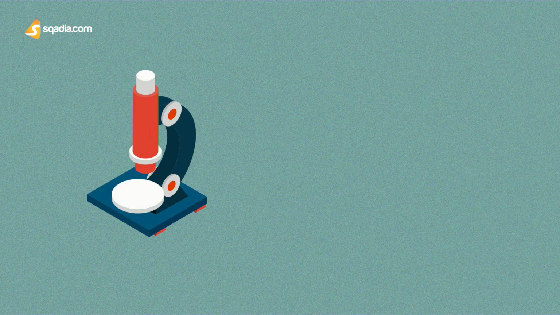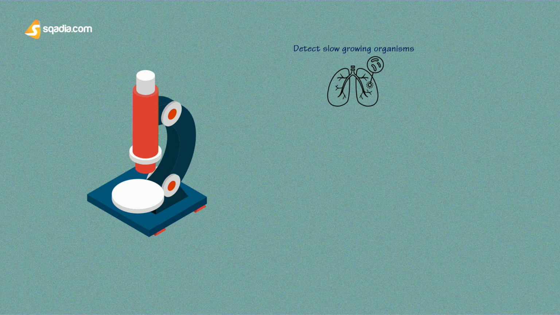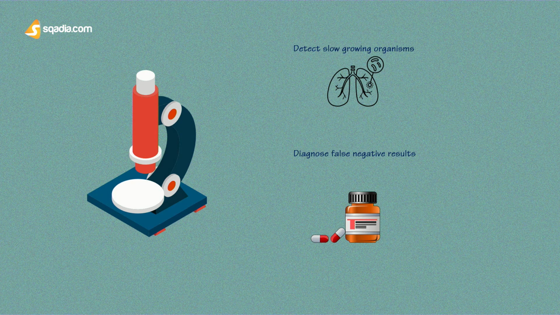Nucleic acid amplification tests have the advantage that they can detect slow-growing organisms or those that are difficult to grow, for example, Mycobacterium tuberculosis, or make a diagnosis when samples are rendered falsely negative by antibiotic therapy. Methods to detect antibiotic resistance genes can also be used to provide surrogate susceptibility results. For example, detection of the rpoB gene mutation for rifampicin resistance in Mycobacterium tuberculosis.